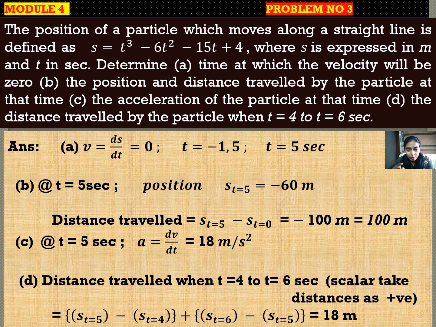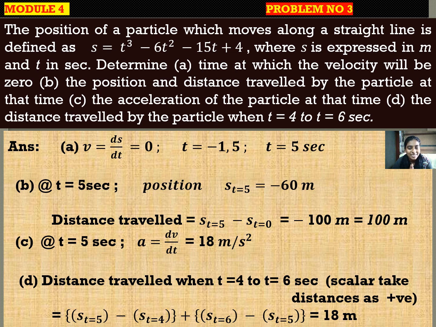see, if you calculate for this problem S at t is equal to 6 minus S at t is equal to 4, that is distance at the 6th second minus distance at the 4th second, you will get minus 8 plus 10, that is equal to 2 meters. But our actual answer is not 2, it is 18 meters. That is, from 4th second to 5th second, it has travelled minus 8 meters, and from 5th second to 6th second, it has travelled 10 meters. So totally it is 18 meters. Distance cannot be a negative value. So totally it is 18 meters.